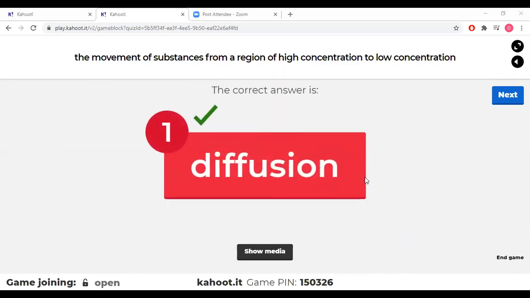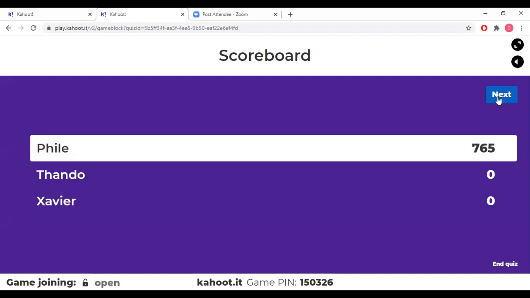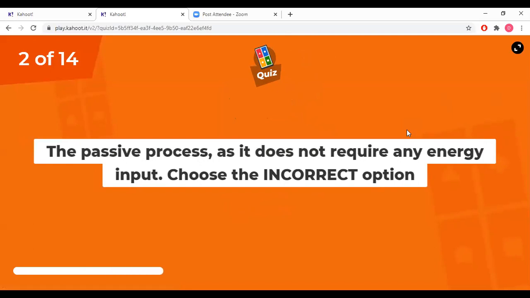The correct answer is diffusion. Only one person got it correct. Can some of the others who answered please type in the chat and tell me what you typed? The problem might be spelling. You need to be mindful of the spelling, particularly because it's a computer game, right? So it's programmed. If it's a teacher marking, they could be lenient because they would understand exactly what you're trying to say. So maybe you missed one F. It's possible. Then they can give you a mark. Because it's a computer game, it's not going to be lenient. Pile, congratulations.